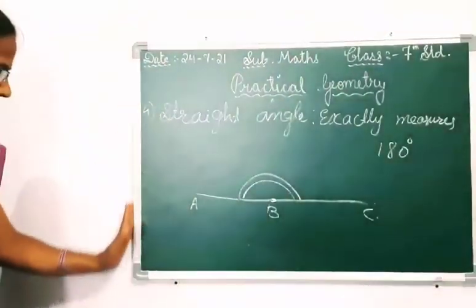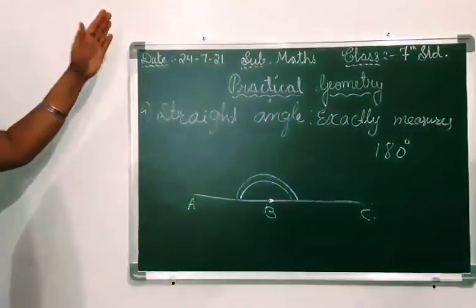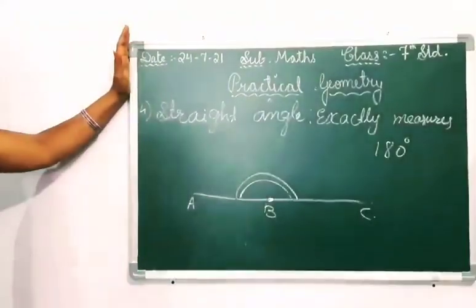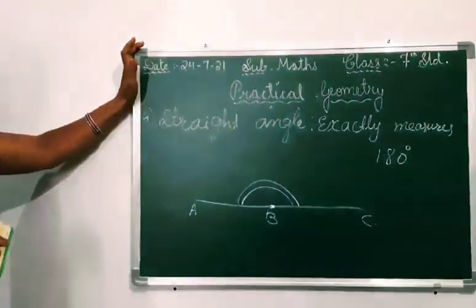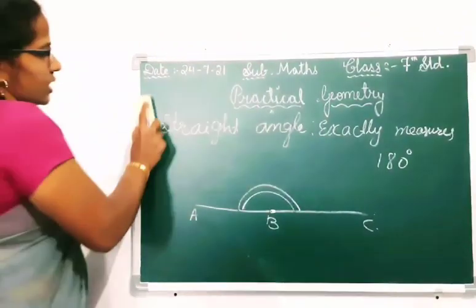You can take example blackboard. Yes. Yes or no? Doors, window. Yeah, each are examples for a right angle. Then straight angle means a straight line you can see.